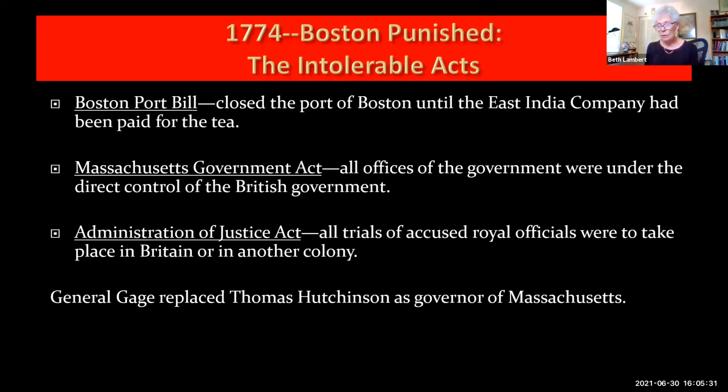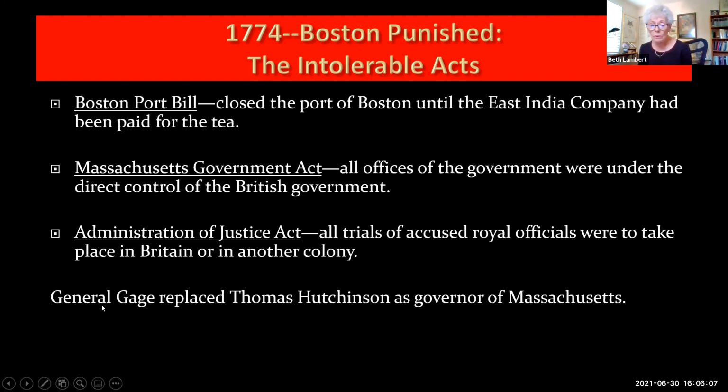So that if a crime was committed and a British soldier or official was accused, they could not be tried in Boston. They had to be taken elsewhere in the United States, in America, or overseas. And of course, given the temperament of the Bostonians, this really set them off. The port was closed, but they received supplies, food, and so on overland.